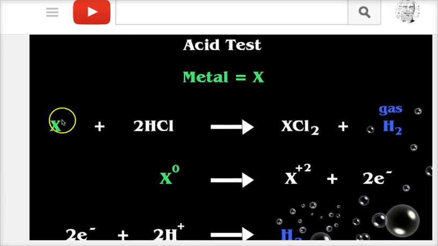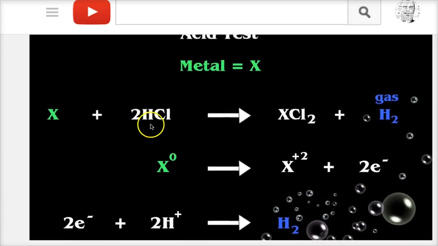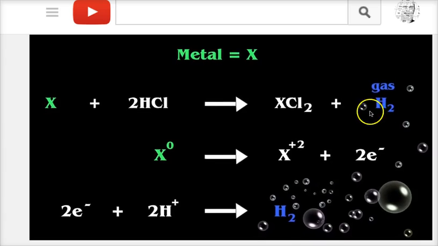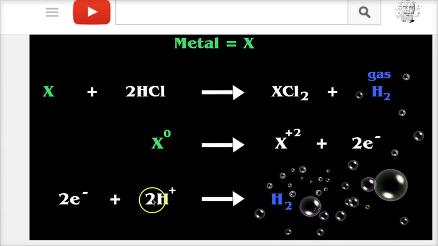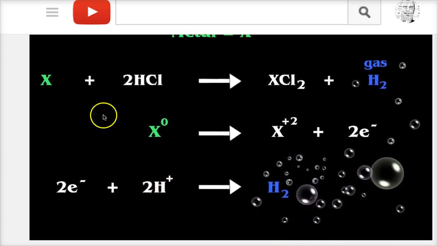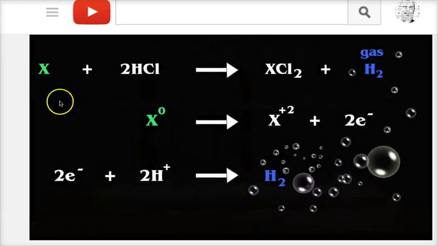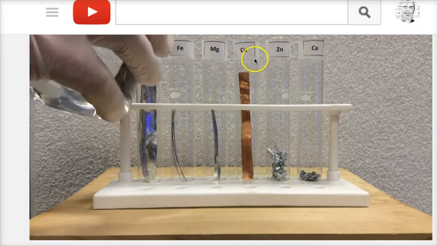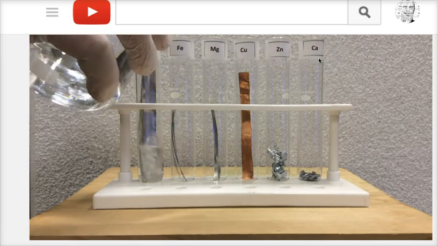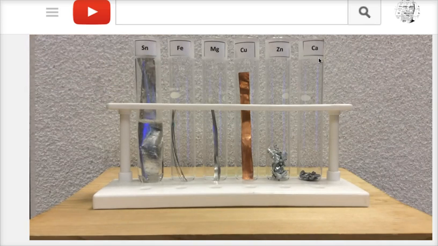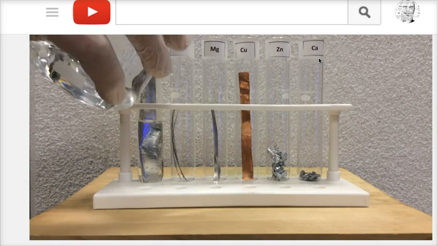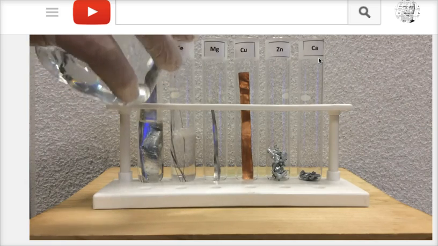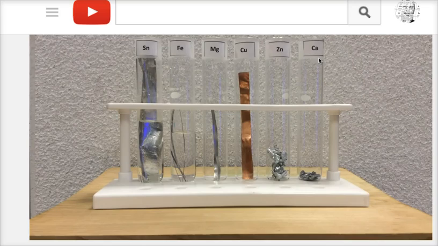And if we have a single replacement reaction, as you may have learned, you're going to make a metal chloride. Notice the hydrogen gas that exists because the H pluses are going to yank electrons from the metal and produce the hydrogen gas. So I have tin, iron, magnesium, copper, zinc, and calcium. And what I'm doing here is I'm just pouring some hydrochloric acid, and we're looking for the fizzing, basically the identification that hydrogen gas is being made, meaning H pluses have gained electrons.